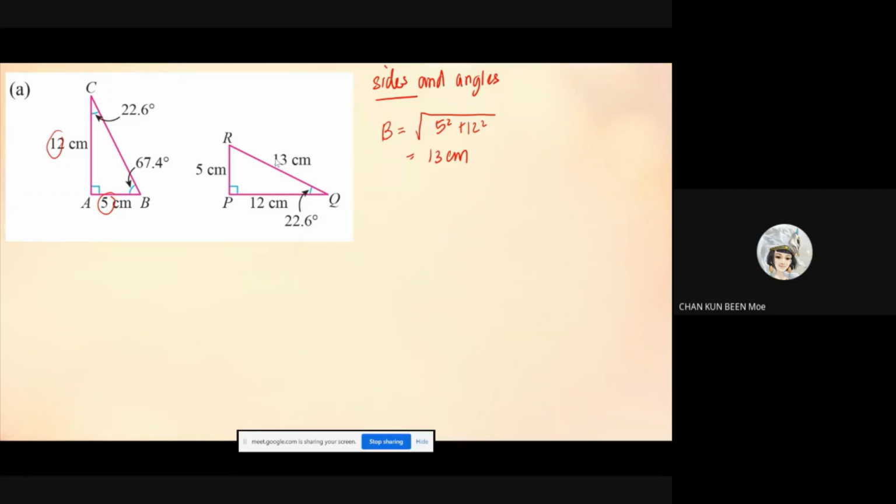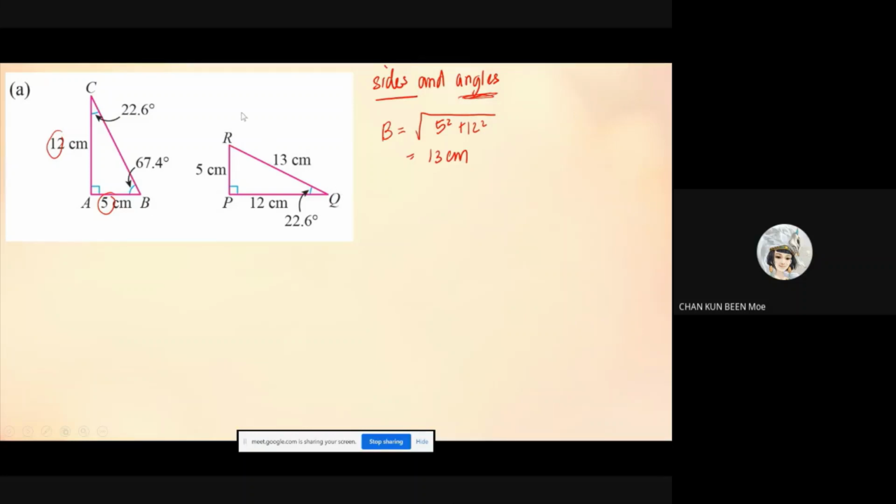Now, after finding the sides, we have to determine whether the angles are the same or not. So for the first angle that we have over here, this is 90 degrees, so they are the same. Okay, and then move to the right. This one is 22.6 degrees, so they are the same. This one also 22.6. So the last thing that we have to find out is this angle over here. The name of the angle is angle PRQ.